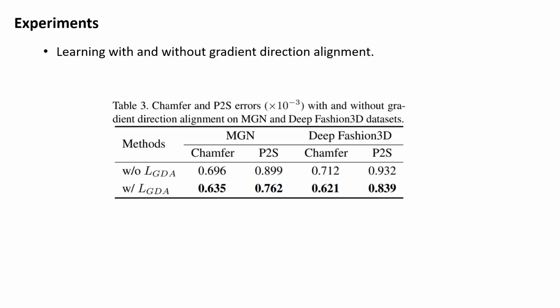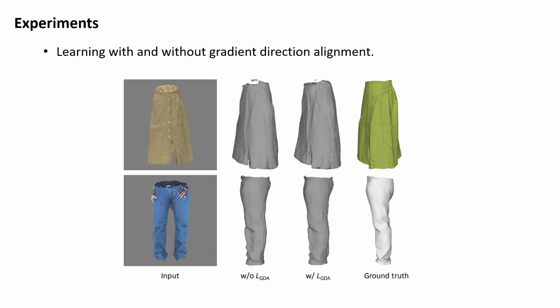To evaluate the influence of the proposed gradient direction alignment, Table 3 reports the results with and without LGDA. It can be observed that optimizing LGDA further reduces chamfer and P2S errors. This figure shows some visual comparisons. By explicitly aligning the spatial gradient direction of the distance field during training, we can obtain sharper geometric details for the visible region, such as the first row, and fewer artifacts for the self-occluded region, such as the second row.